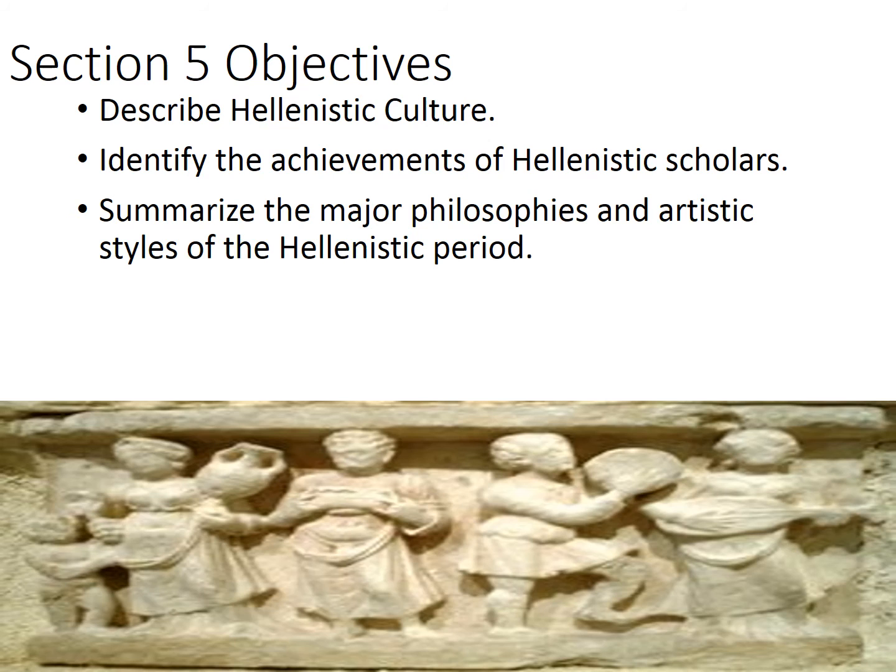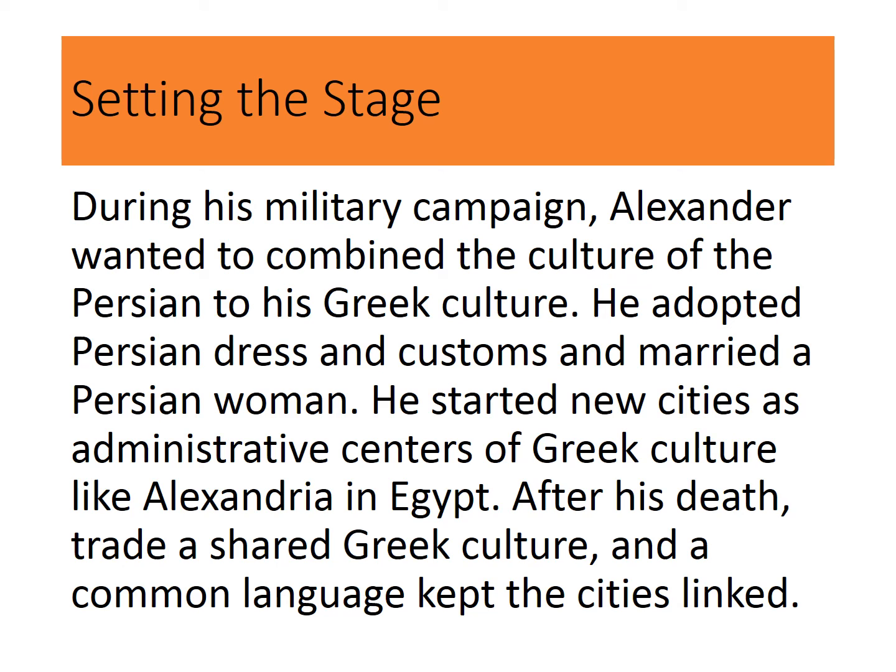Now, what you're going to do is something very, very simple. You're going to be looking at something called the Hellenistic culture, which is the culture that Alexander put together. During his campaign, because he was meeting all of these new people, Alexander wanted to combine the culture of the Persians, which he had dominated, with his own Greek culture. So he started to dress like the Persians, and he started to do a lot of their same customs, and he even married a Persian woman so that Persians would be more accepting of him. He started to build new cities, and he started to make these cities centers of Greek culture, like Alexandria, which is a huge city in Egypt named after him.